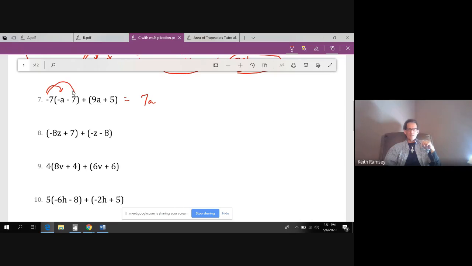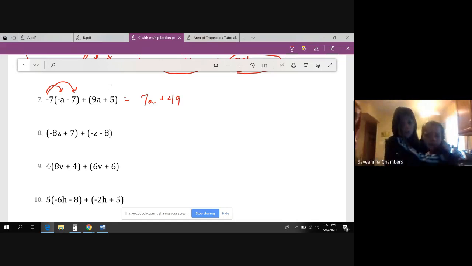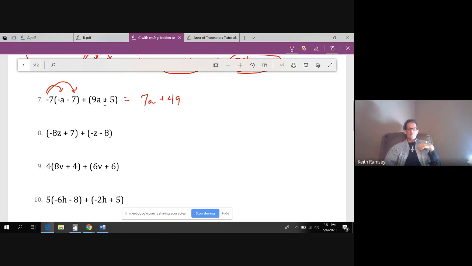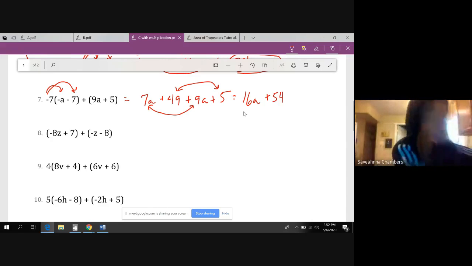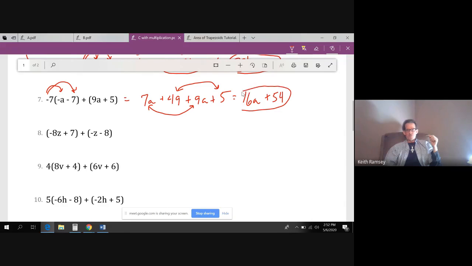Negative 7 times negative 7 is going to be positive 49. And there's nothing to distribute for the second part, so I'm just going to rewrite it. Plus 9a plus 5. Look at what goes together, the a's. So if I combine 9 and 7, I'm going to get 16a. And if I combine this 49 and this 5, because they don't have a variable, I'm going to have 54. So that's the simplified equation for number 7.